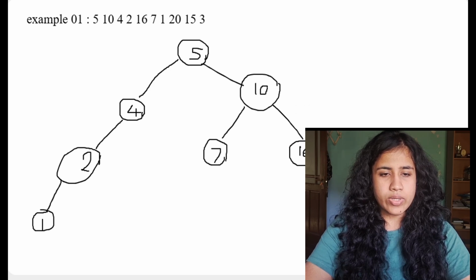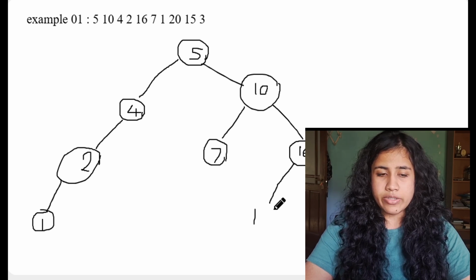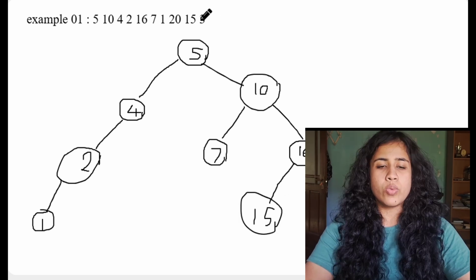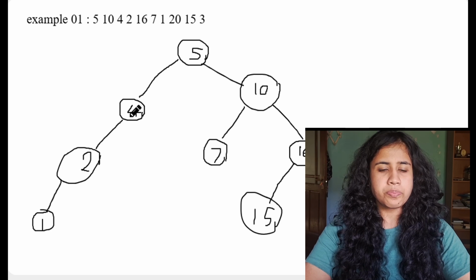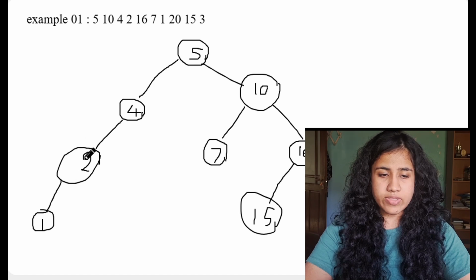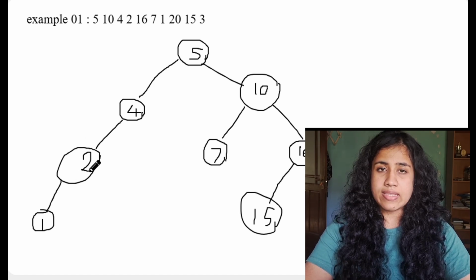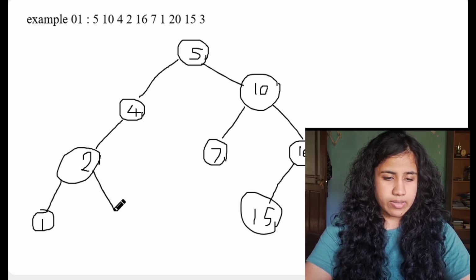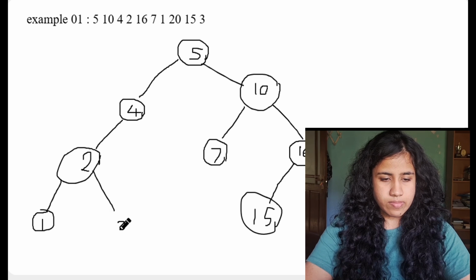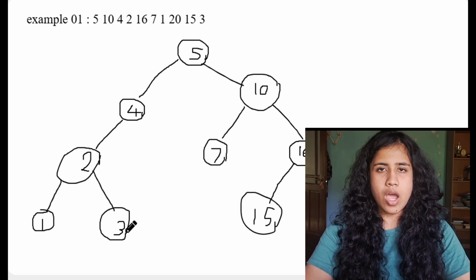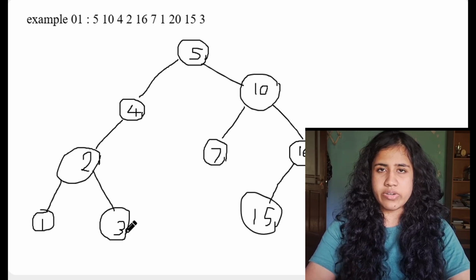And for the last value we have 3, less than 5, less than 4, but not less than 2, so it goes to the right side. So we have 3 here, the last value, less than 5, less than 4, so it goes to the left child. We have 2, 3 is greater than 2, so it goes to the right side here. So this is simply how we can draw a binary search tree. I hope you understood how to draw a binary search tree.